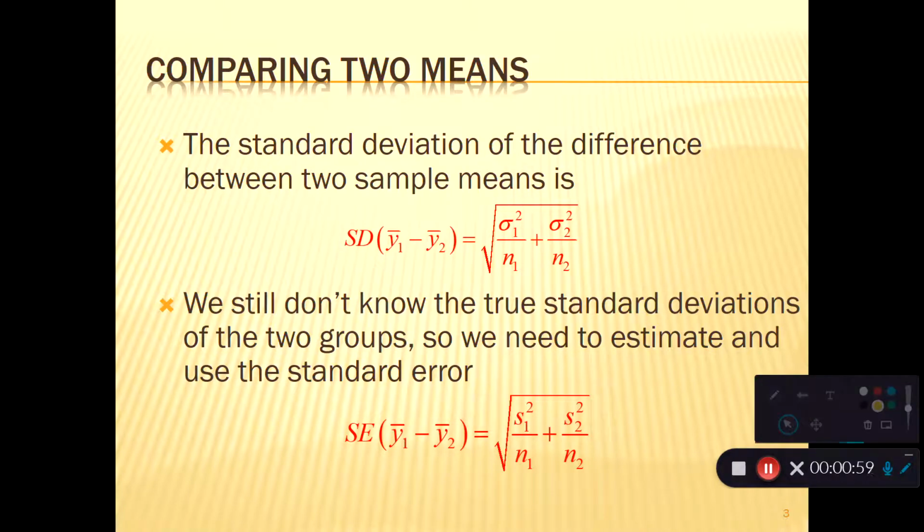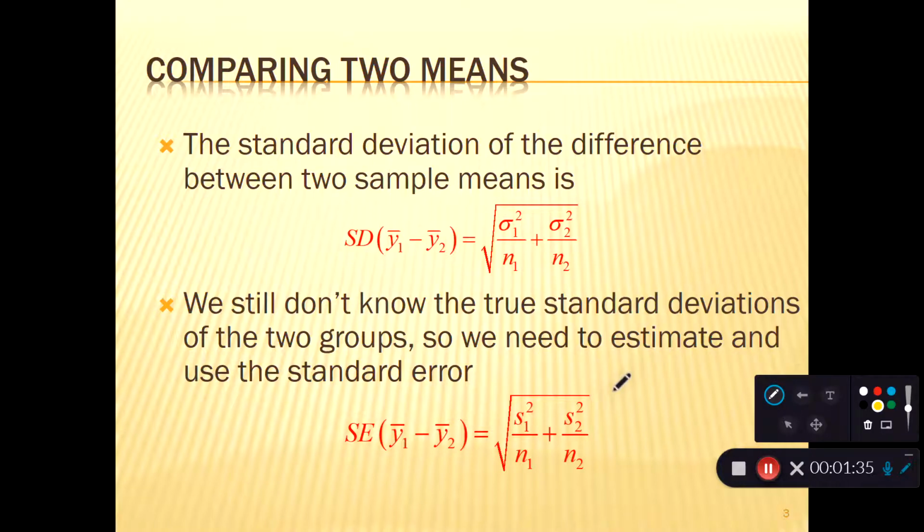would be, for y1 minus y2, the square root of our population standard deviation squared divided by the first sample size, plus the second population standard deviation squared divided by the second sample size. Now, if I don't know the population standard deviation, then I need to use the standard error. So it's the same formula below here.